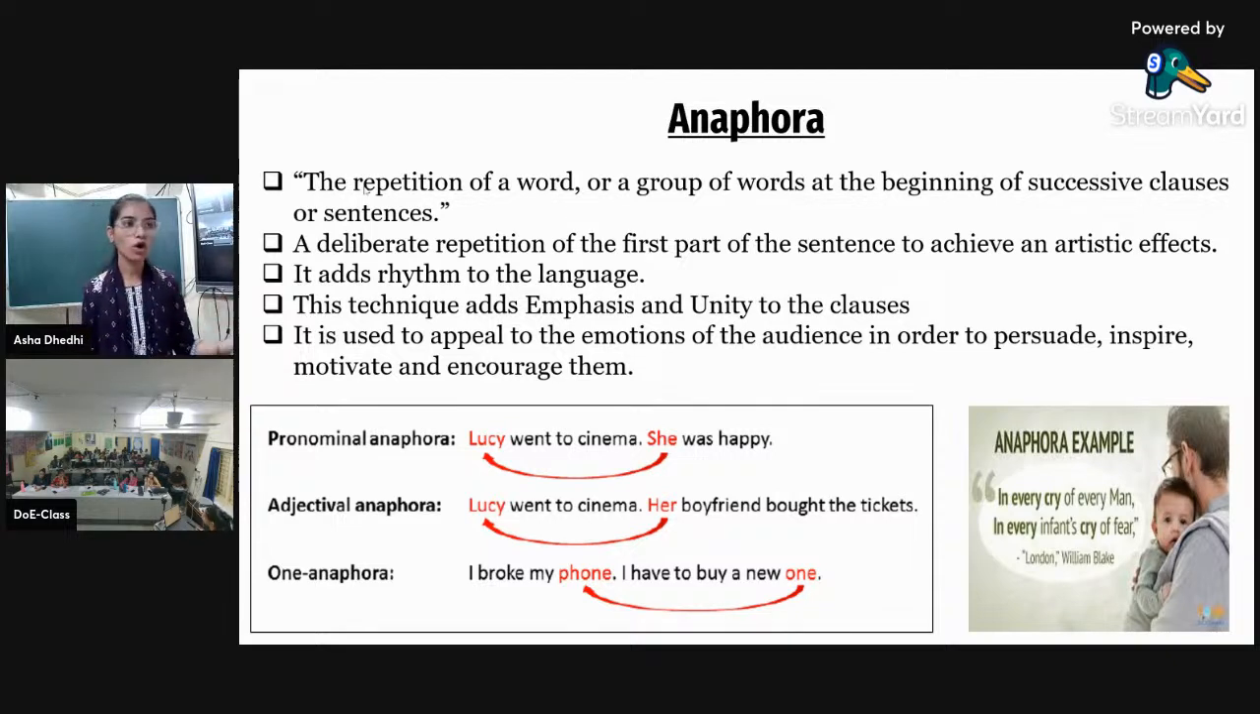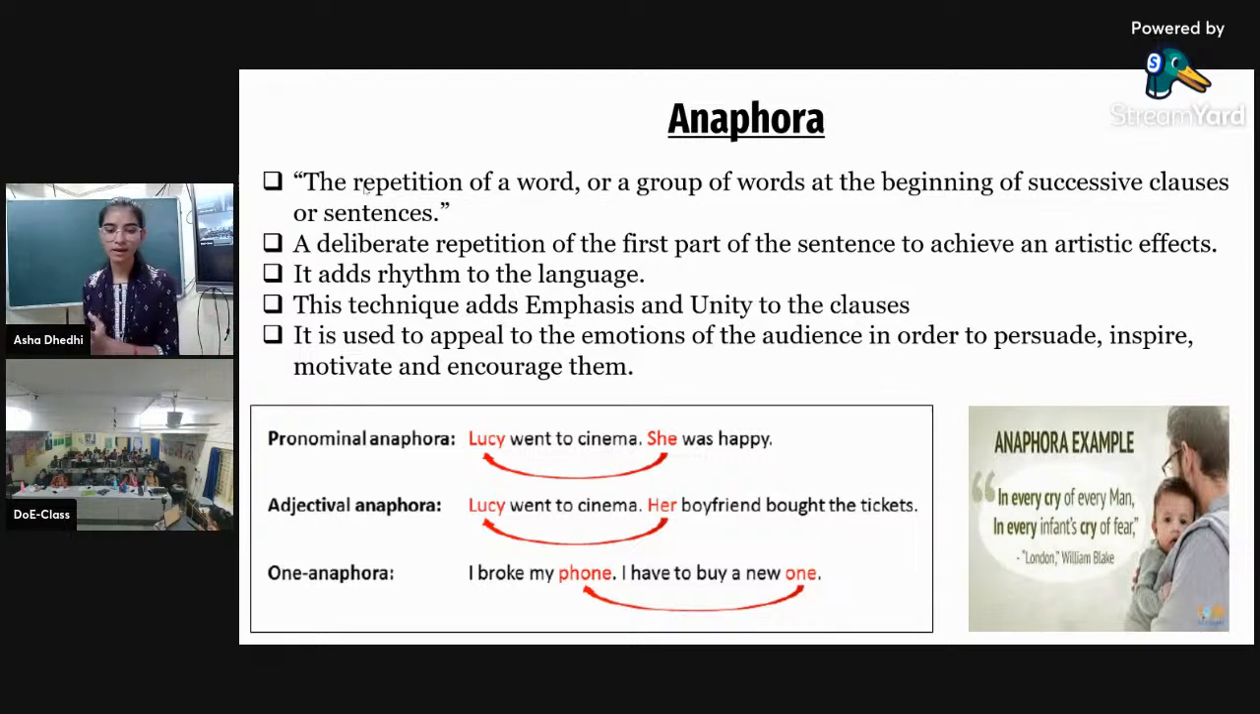So, if you are using a pronoun in the later sentences, then it would be considered as pronominal anaphora. For example, "Lucy went to a cinema, she was happy," right? Again, they have used the word "she." So that is pronominal anaphora. Now the second is adjectival anaphora.